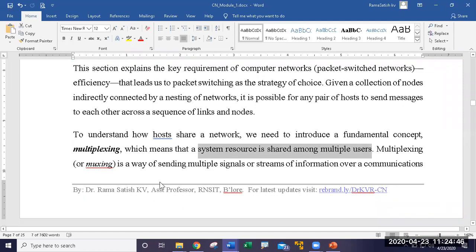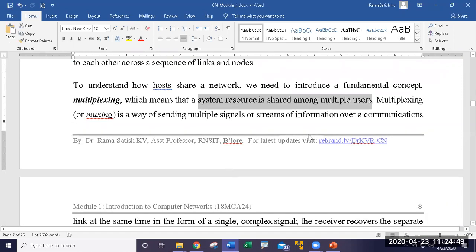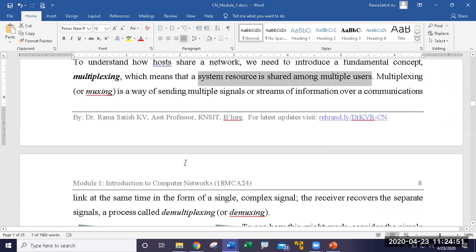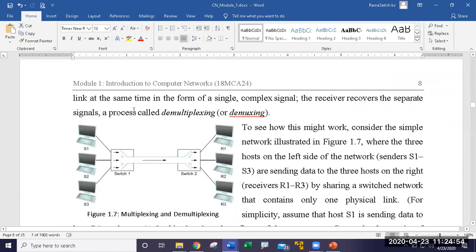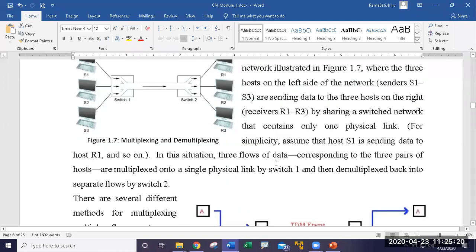Multiplexing is a way of sending multiple signals or streams of information over a communication link, and of course at the same time. Here there is only one link. It has been shared by three computers through a switch. One is transmitting at the switch 2. What happens is demultiplexing. Their respective packets will be sent back to their respective destinations, the receiving stations.